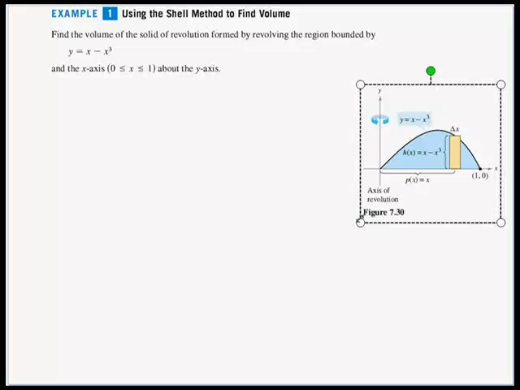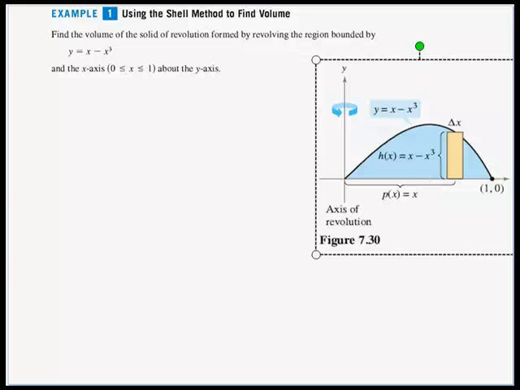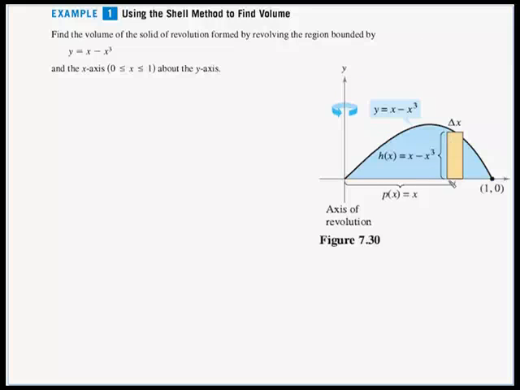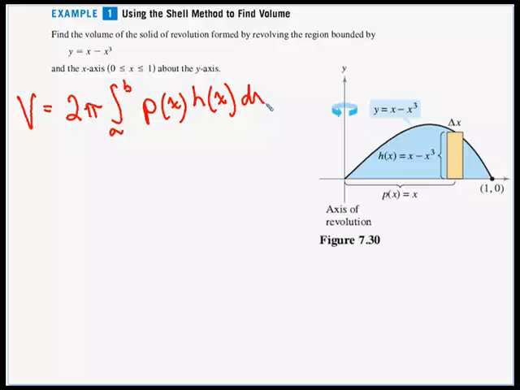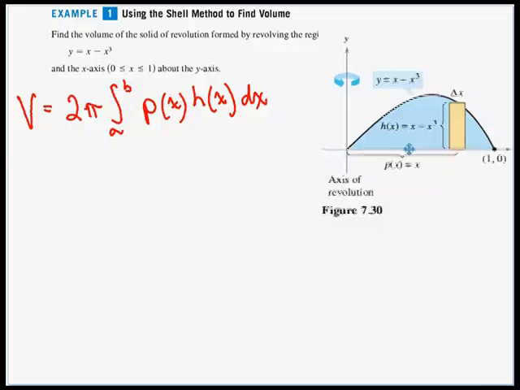So here's our pretty little picture. Our axis of rotation is y. We are parallel to it, and since we're perpendicular to the x-axis, we'll be integrating with respect to x. So our volume is going to be equal to 2 pi, integrated from a to b, of p of x h of x dx. So that's our generic formula from the previous slide. Let's plug in the information relevant to our problem.